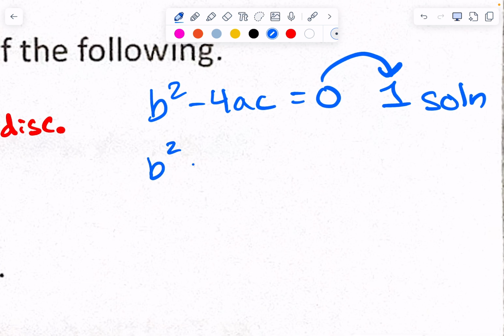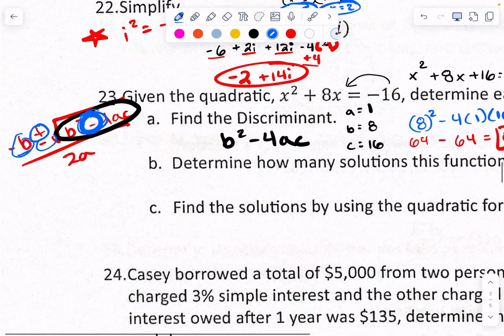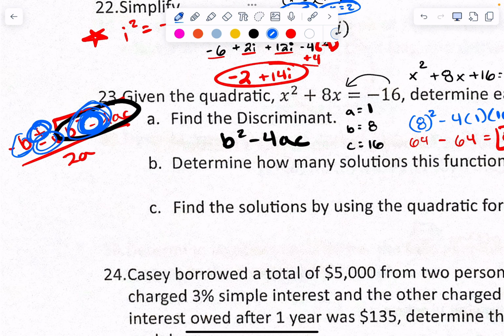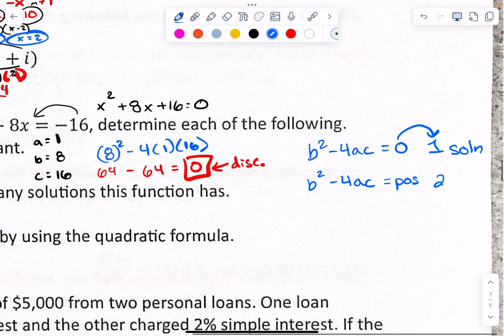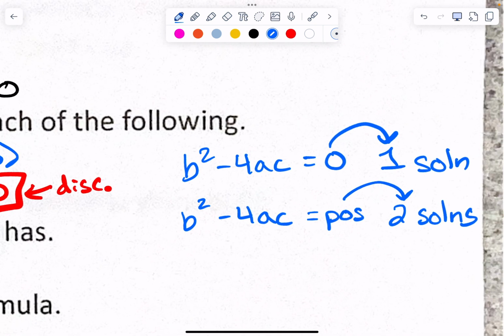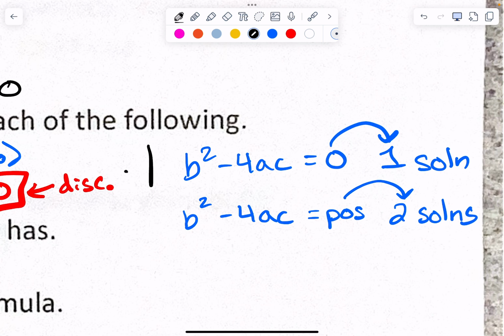All right, now, if b squared minus 4ac equals a positive number, any positive number, what does that tell us? 2 solutions. Why? Because negative b plus that number and negative b minus that number, because we have to get 2 answers from the plus and minus. So we have 2 solutions. And this is basically saying my parabola looks like 1 because he touches once. My parabola here is 2 because he's touching 2 places, all right?